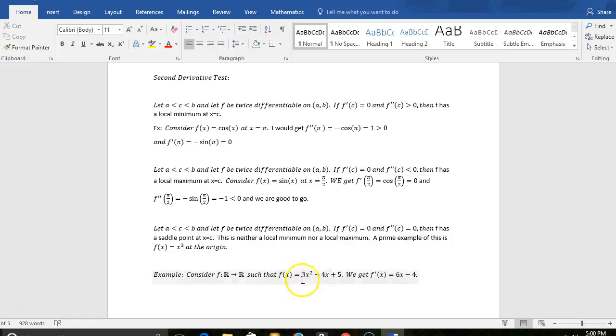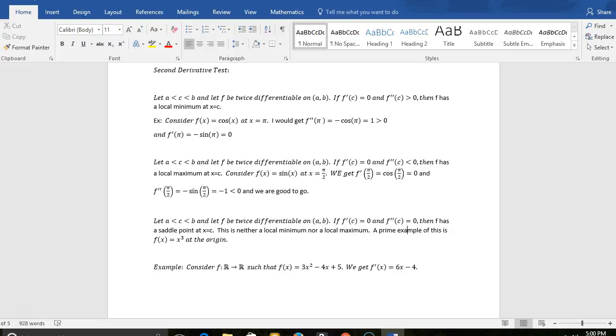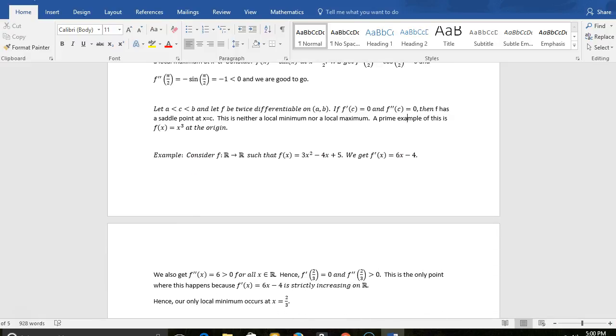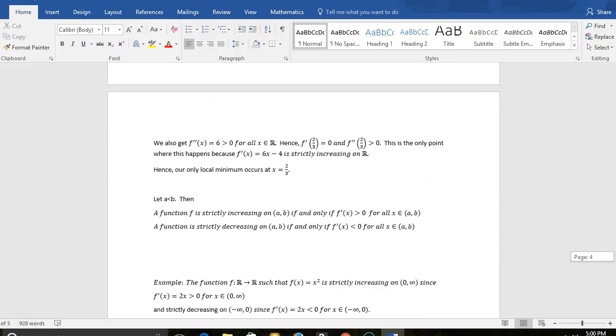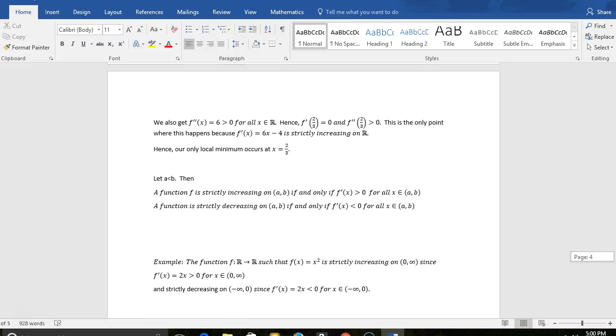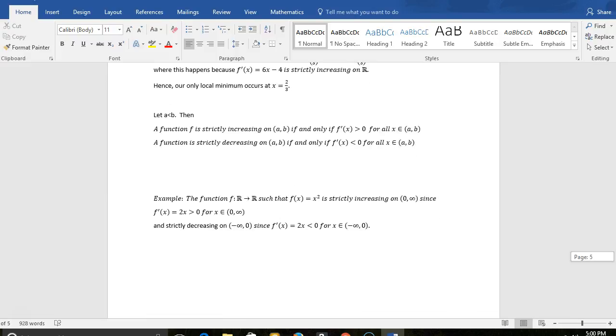Then, again, here's that same old example, the 3x squared minus 4x plus 5 example. Again, you get f prime of x equals 6x minus 4. We did this before, and x equals 2/3 is our only minimum. I'm not going to go through this again because we did this before. I don't know why I put that there again, to be honest with you. No harm, no foul.